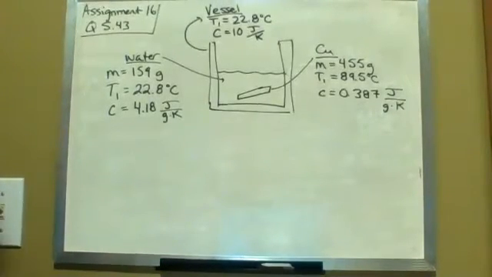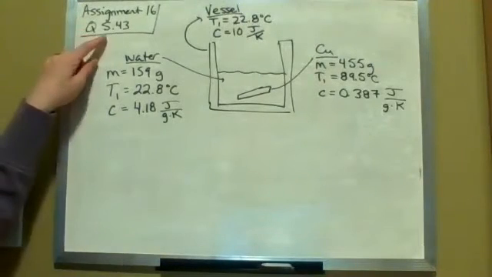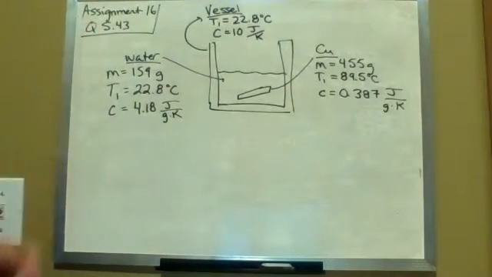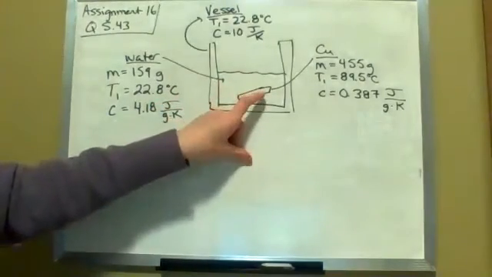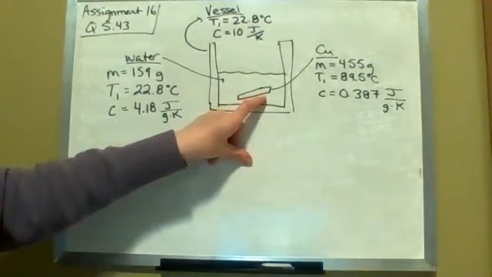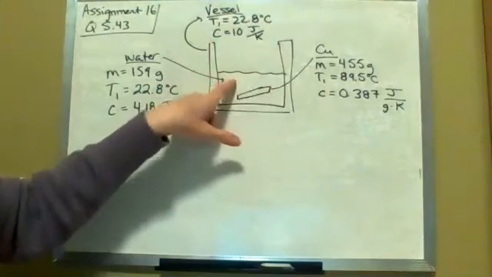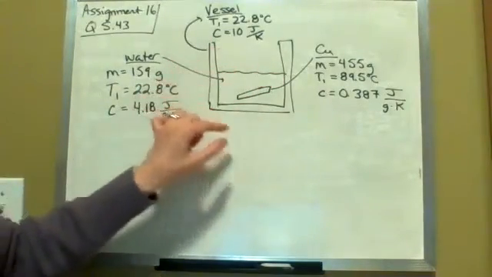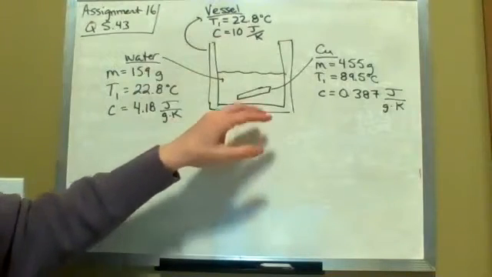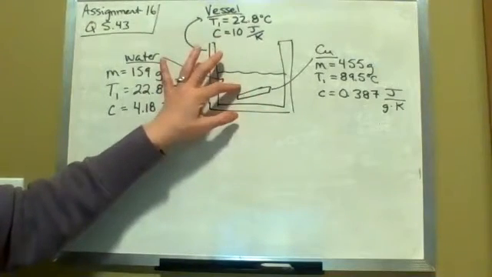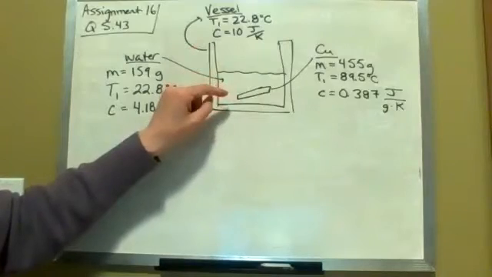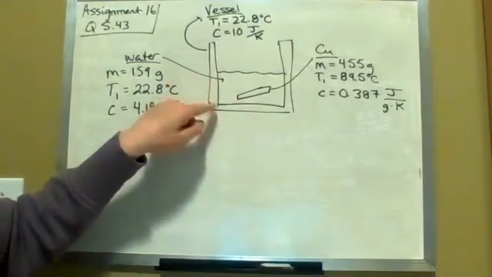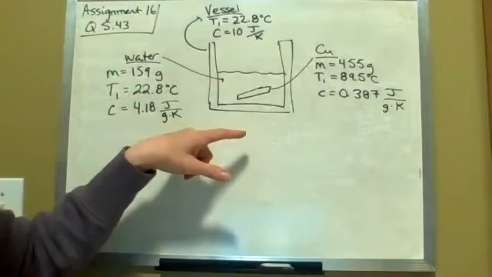Oh, this is assignment 16, question 43 from the Silberberg, 5.43. In this case, you have a hot piece of copper that was put into a vessel filled with water, and the water and vessel are at a lower temperature, and you want to know what the final temperature of the entire system is. So we know that the copper is going to start losing its heat, and it's going to go towards heating up the water and the vessel. At the end, everything has the same temperature.